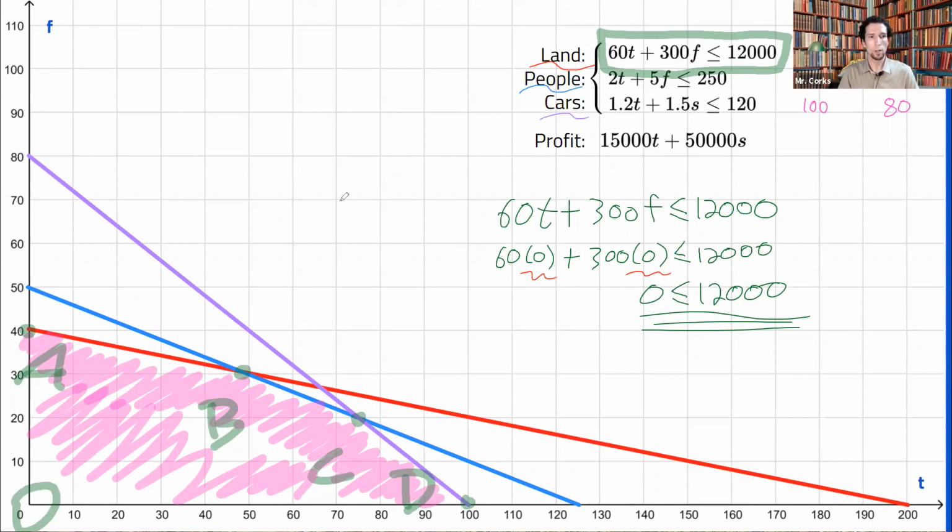If you really want, you could also just pick some random point on the other side and test that one as well to be absolutely certain, but that's not really necessary. So if it's a false statement, you're shading everything on the other side of it.